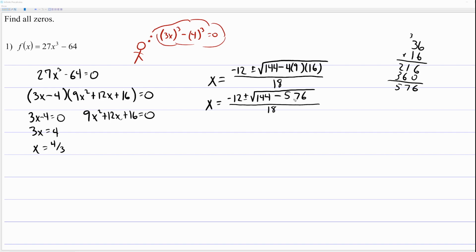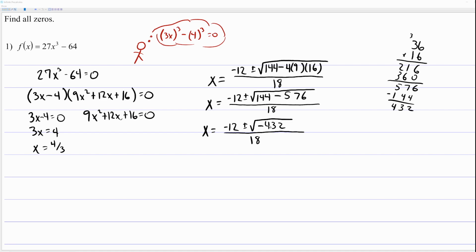Okay, so 144 minus 576. Let's go ahead and get ready to do that. So I'll say minus 144. 6 minus 4 is 2. 7 minus 4 is 3. 5 minus 1 is 4. I should choose my examples more carefully for YouTube so I don't have to do so much arithmetic. All right, negative 12 plus or minus the square root of, now it's negative 576, so this is negative 432, all over 18.